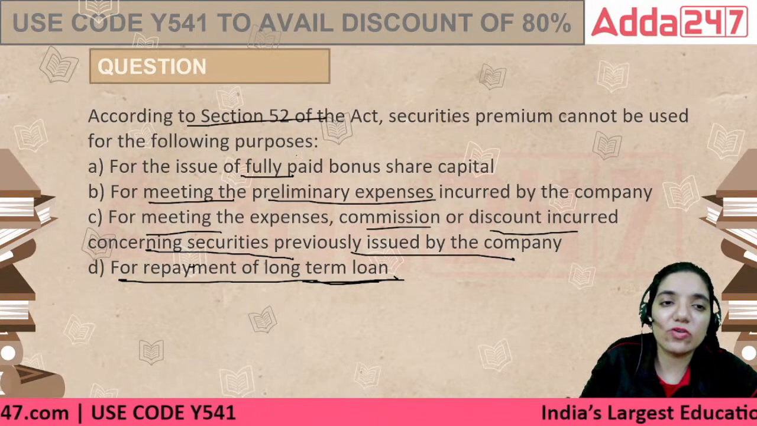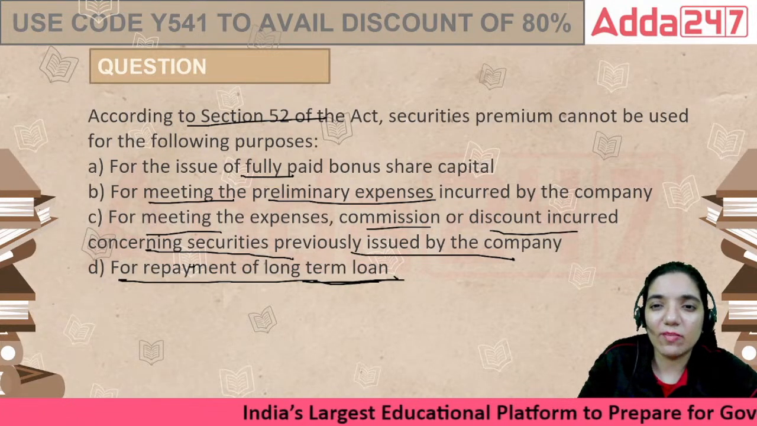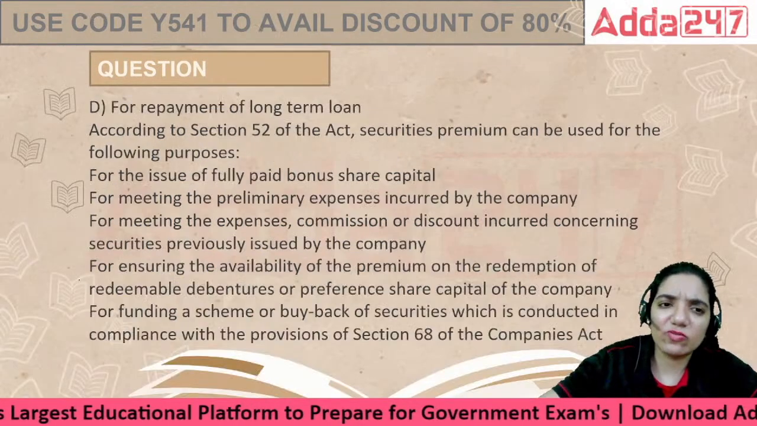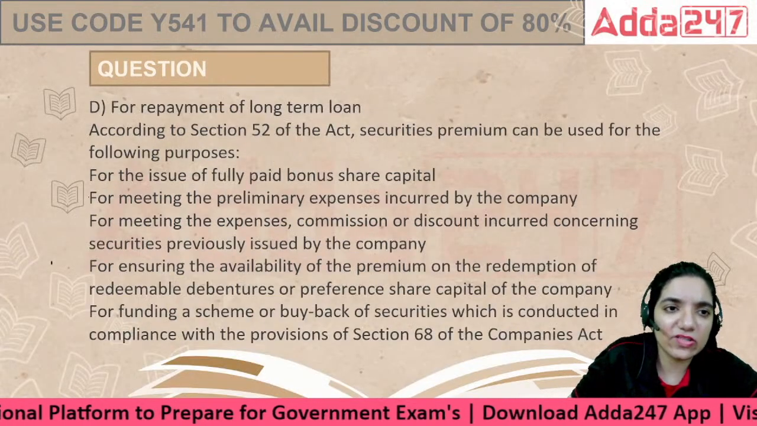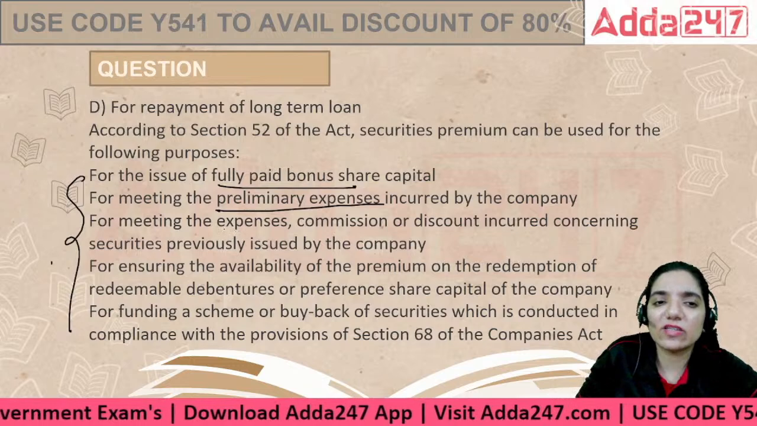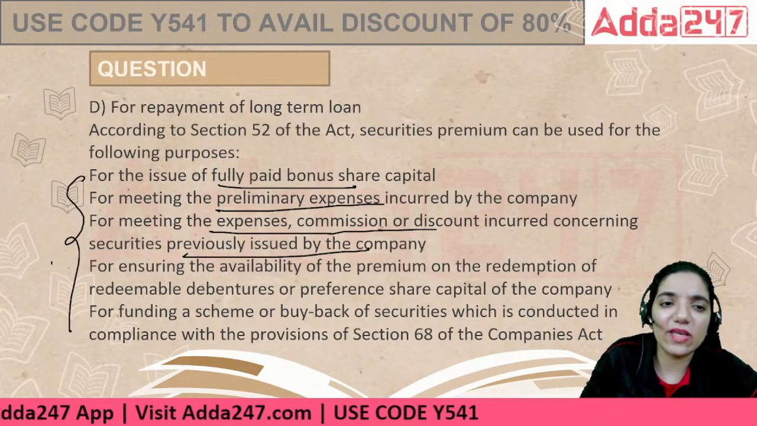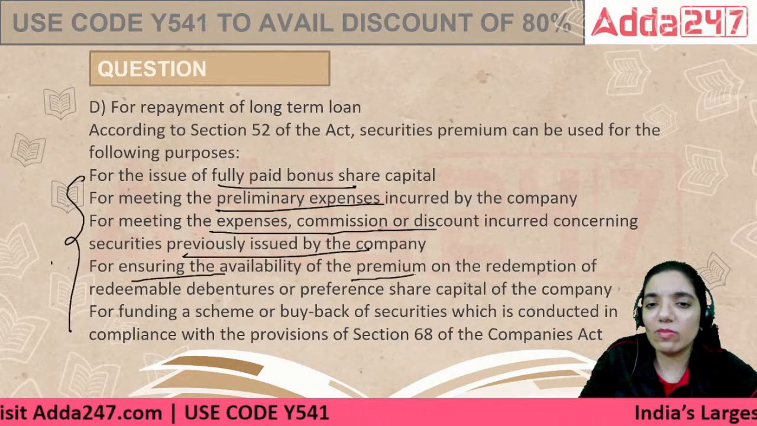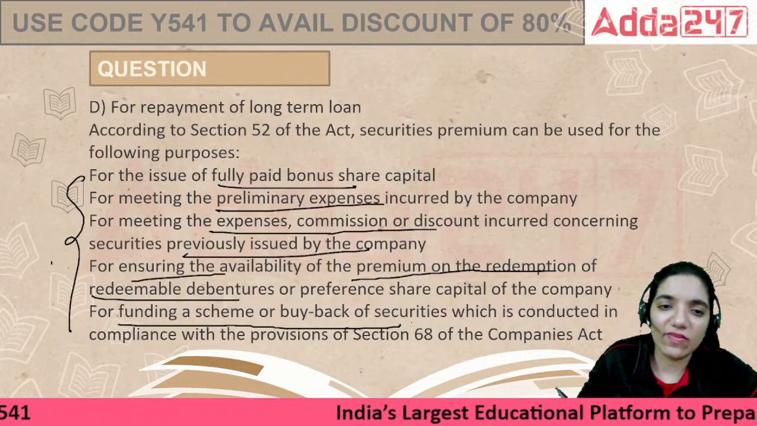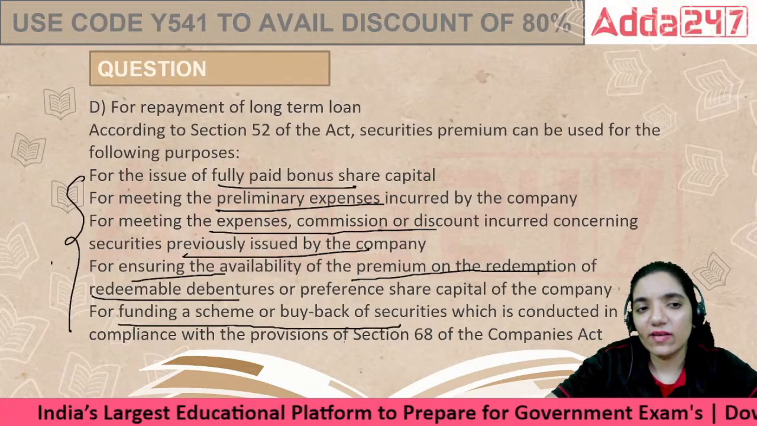Now, according to section 52, it can be used for multiple areas. It can be used for issuing bonus shares for preliminary, but it can never be used for any repayment of loan. That is not there. There are 5 various purposes for which it can be used: for issue of fully paid bonus shares, for meeting the preliminary expenses, for expenses commission discount which we are writing off from here only, for ensuring the availability of premium on redemption of redeemable debentures, and for funding the scheme or buyback of securities. So the answer is D.